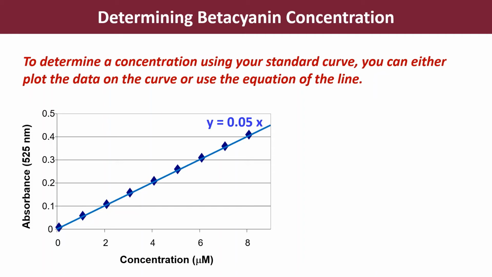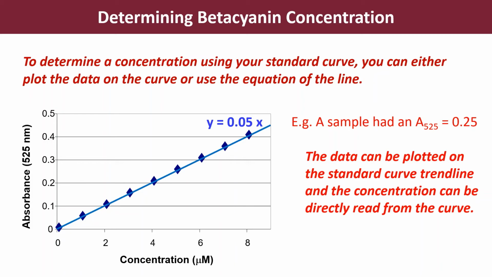In order to determine our concentration using the standard curve, we can either plot the data on the curve or we can use the equation of the line. I will show you how to do both methods. Here's an example: we have a sample and the absorbance is 0.25. You can plot that on the graph. 0.25 is right about here, and you can see I've plotted it over to my trend line. Then, to find the concentration, I can draw a vertical line down to the concentration. In this example, the concentration is about 5 micromoles per liter. So that's one way to do it.